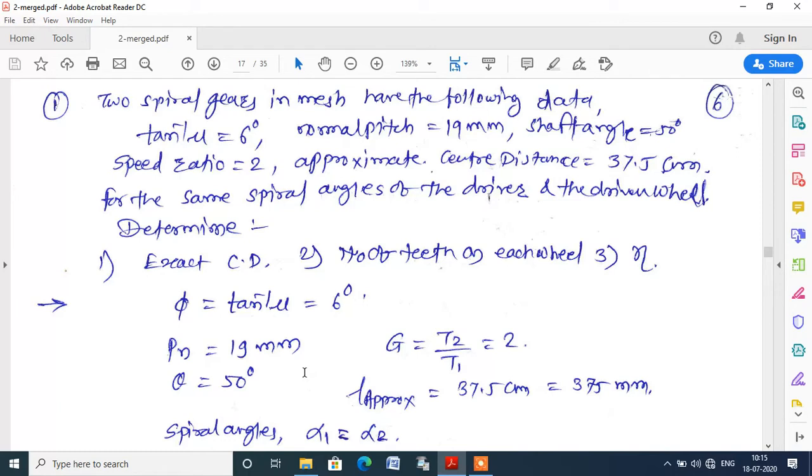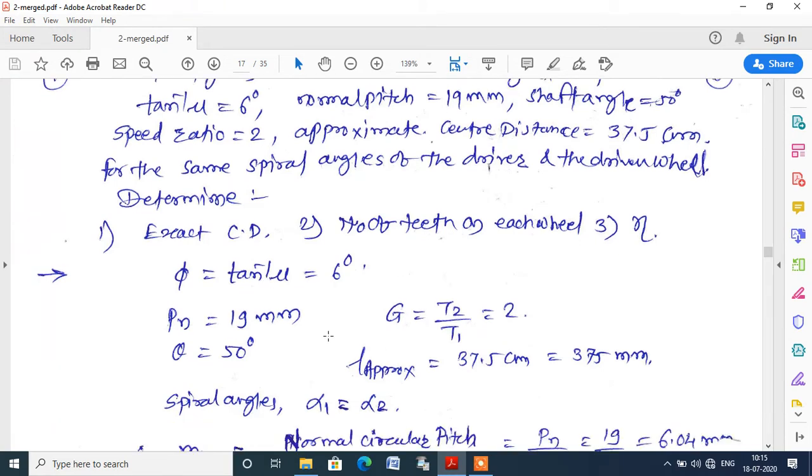So read the problem 2 times and write down the given data. Here tan inverse mu is given, equal to 6 degree. Don't panic, this is nothing but the angle of friction. So phi equal to tan inverse mu, that is equal to 6 degree. Now normal pitch is equal to 19 mm, so Pn is 19 mm. Speed ratio G equal to T2 by T1 equal to 2. Shaft angle is 50 degree, so theta is 50 degree. Approximate center distance L approximate equal to 37.5 centimeter, converted to mm, 375 mm.